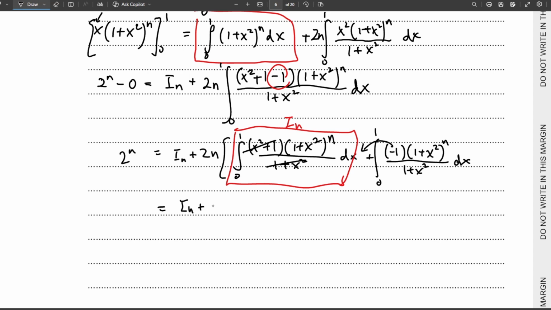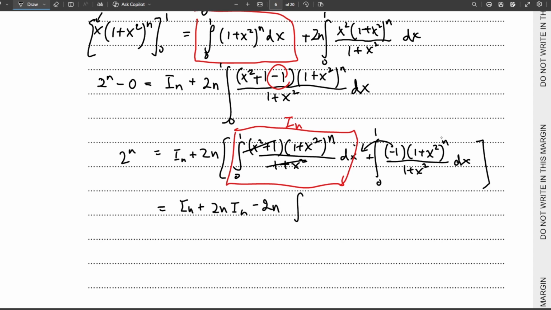So I_n plus 2n I_n. And don't forget, this square bracket is still encapsulating both of the integrals here. So I will have to add the minus. Remember, we have a minus constant here. So minus 2n, we integrate.